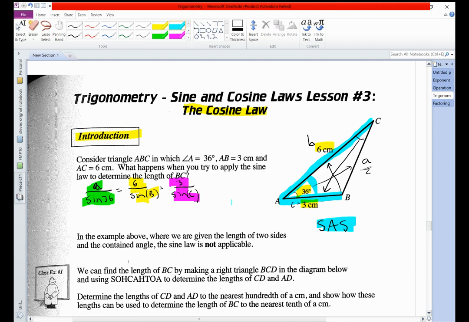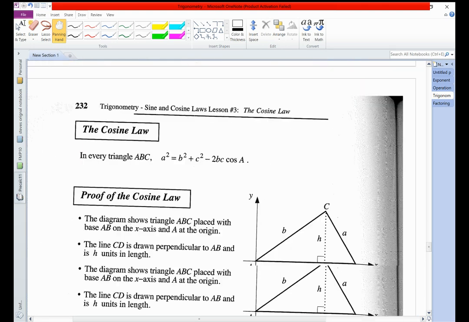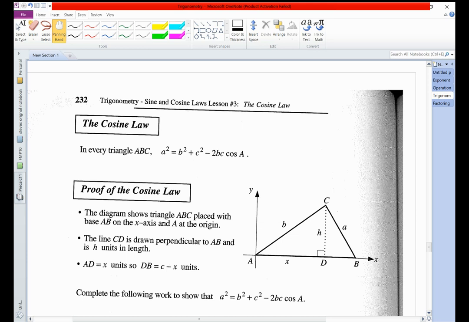So let's skip over this first bit like we normally do, and let's jump right into what is the sine law. Sorry, the cosine law. What is the cosine law? I'm not going to show you the proof, so you just have to trust me that this works. If you are sitting at home and you're thinking, this doesn't work, this can't be right, come see me, we'll go over the proof together.